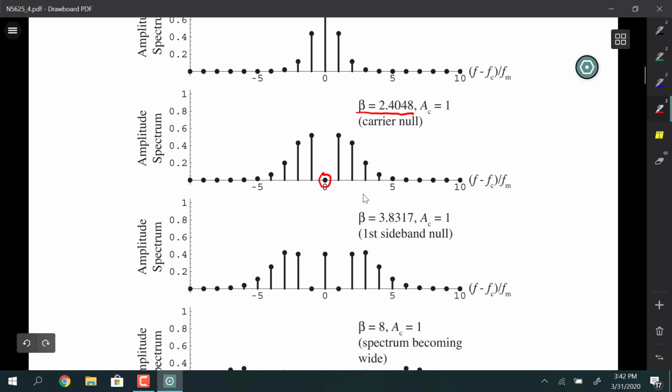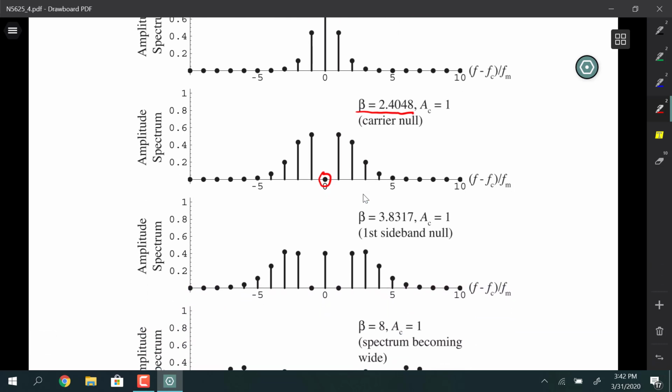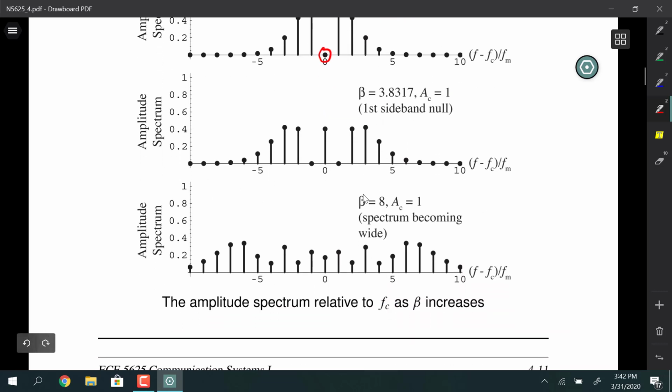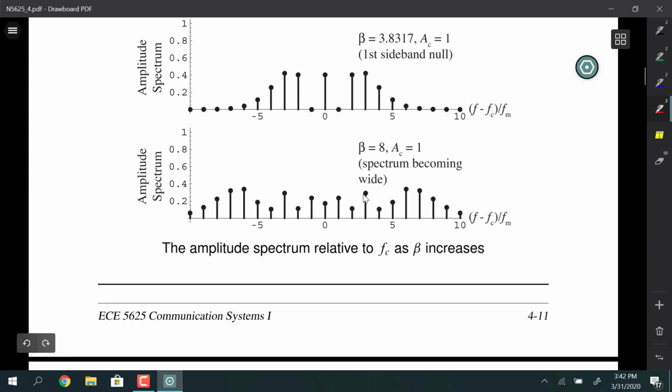As beta continues to get bigger, the first pair of sidebands now pass through J1 equaling 0, and so on and so forth. It just keeps growing and growing and growing.